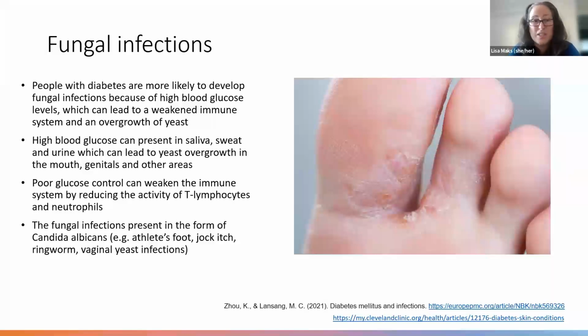And since high glucose is present in saliva, sweat, and urine, that can lead to yeast overgrowth in the mouth, the genitals, and other areas. So we know that poor glucose control leads to this, and it weakens the immune system as well. And that is through the mechanism of reducing the activity of T lymphocytes and neutrophils. The fungal infections that you might see for a patient with diabetes come in the form of Candida albicans. So you might see athlete's foot, jock itch, ringworm, vaginal yeast infections as well.